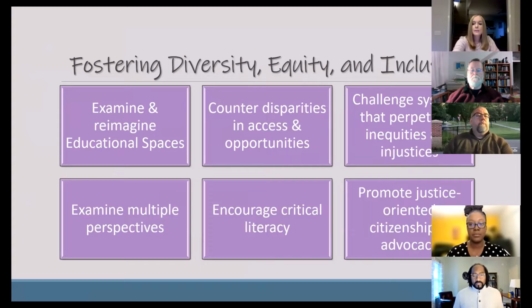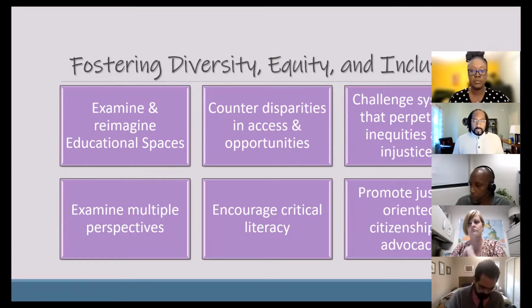How do we counter disparities in access and opportunities? How do we challenge these systems that perpetuate injustice and inequities? This idea of examining multiple perspectives, and critical race theory also really points out the importance of including counter stories. So ensuring that we have counter stories, stories of people who have been historically placed on the margins, ensuring that these are represented in our schools, encouraging critical literacy, and promoting justice-oriented citizenship and advocacy.